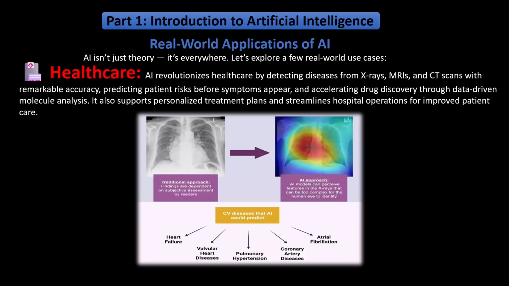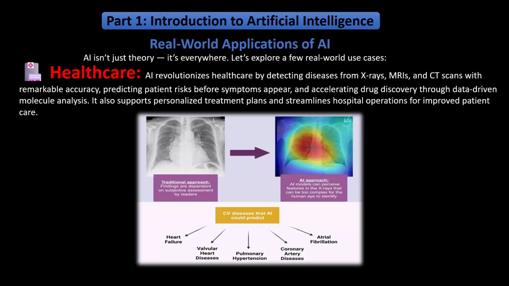Now let's discuss a real-world application of AI: artificial intelligence in healthcare. Now, as you know, healthcare is a broad field, but if you are a doctor or if you belong to healthcare, you have seen a lot of machines that already use AI. So AI revolutionizes healthcare by detecting diseases from X-rays, MRIs, CT scans, images, and videos with remarkable accuracy, and it predicts patient risks before symptoms appear.